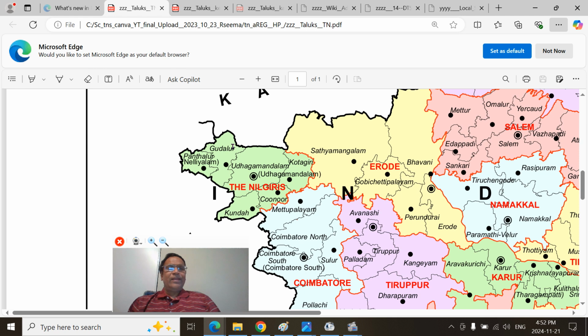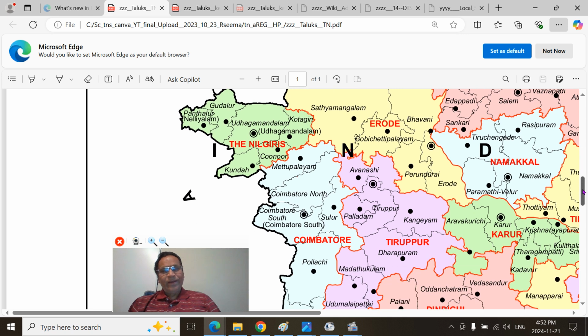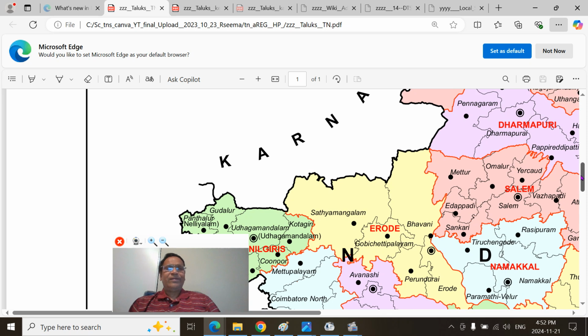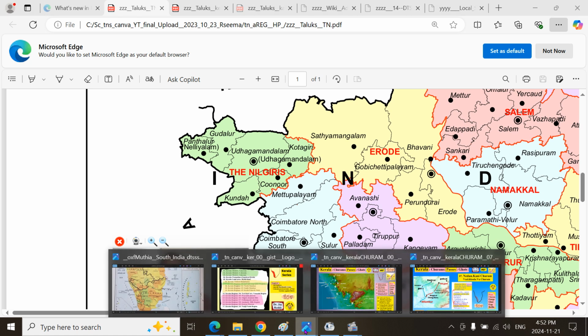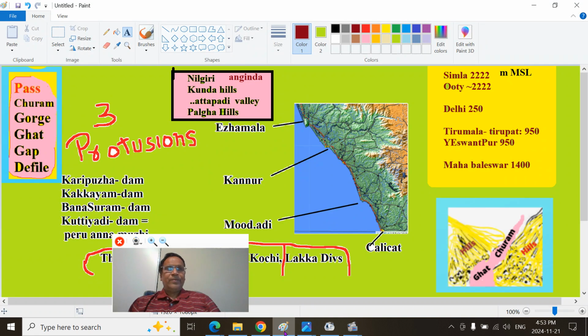Then you see Gudalur taluk. This is the PandaLur taluk. It's spelled a little differently. These two western parts used to be part of Wayanad region of Calicut district. That's the Malabar district. Yeah, we have covered all of them.